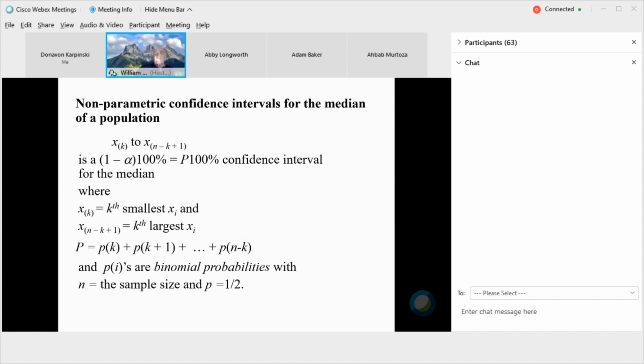You can also calculate confidence intervals for the median of the population. For the confidence interval, you order the observations from smallest to largest. It's the k smallest to the k largest. That will be a confidence interval for the median. It'll have a certain probability of capturing the median. The probability of capturing the median will be computed from binomial probabilities with n equals sample size, p equal to 1/2.